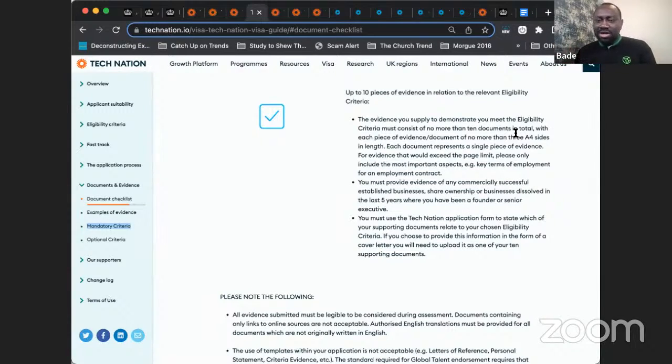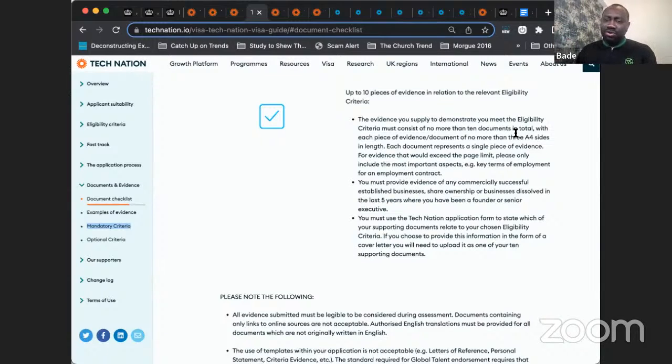What do I then mean by that? Yes, they said to you that you need 10 pieces of evidence in this place. But what we say to people is that you should plan to supply 45 pieces of evidence. What do I mean? 10 pieces of evidence of 3 pages each. Why don't you do it in such a way that each page of that evidence is talking about something else?